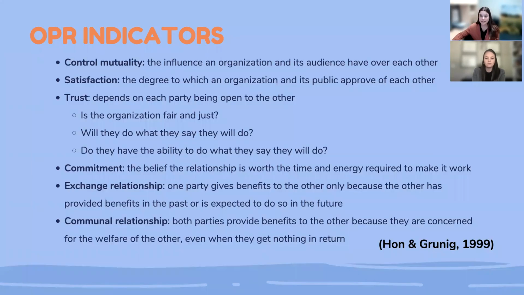Here's a list of all 6 OPR indicators, and I won't go too far into what each and every one of these mean. I just wanted to point out that trust actually has some sub-dimensions, which include the way that the audience perceives the organization to be fair and just, will they do what they say they will do, and do they have the ability to do what they say they will do? All those components are really important when determining trust between an audience and their organization.